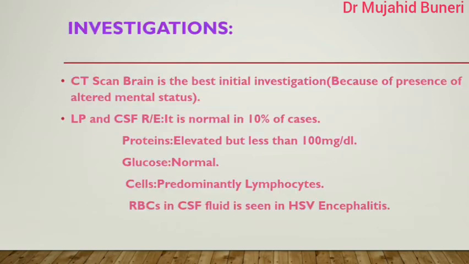Okay. How will you investigate the patient? Number 1. CT scan brain is the best initial investigation because of the presence of altered sensorium.